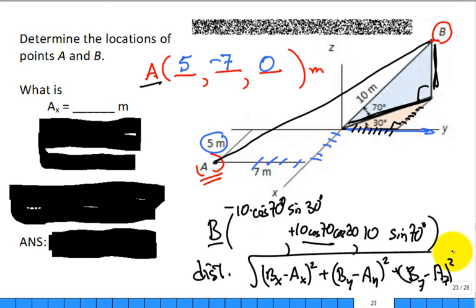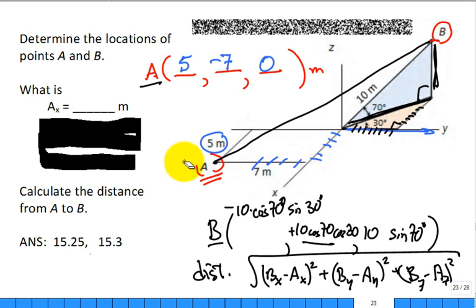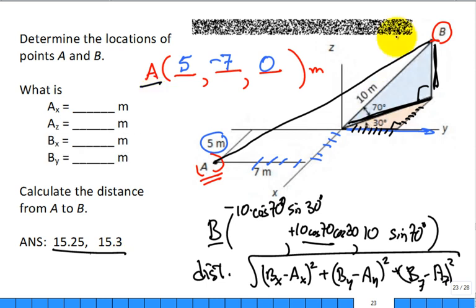Take the square root. What's that? Three-dimensional Pythagorean theorem. All right, that gives us the distance. So the distance comes in right at 15.25. All right. What else could you do now?